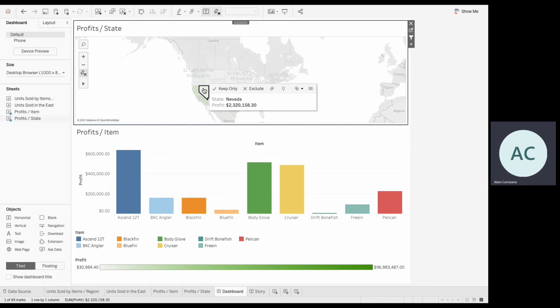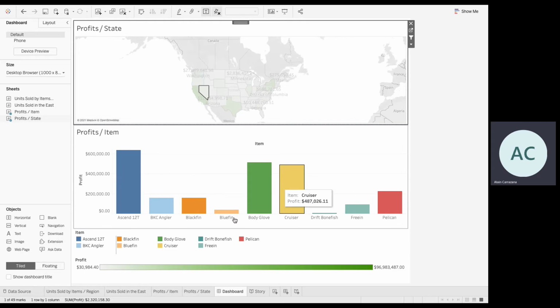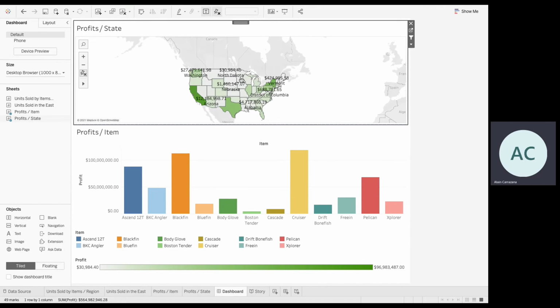So we see, okay, the Ascend 12T here in Nevada was the most popular one. I like the way you can see the map and the chart together. It makes it easy to work with and understand what's happening here. So really great analytics here.